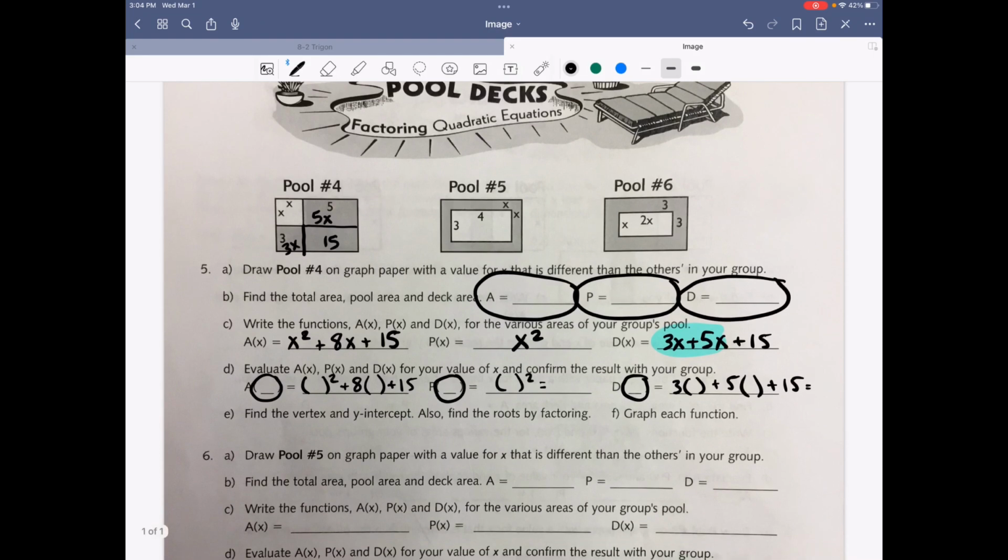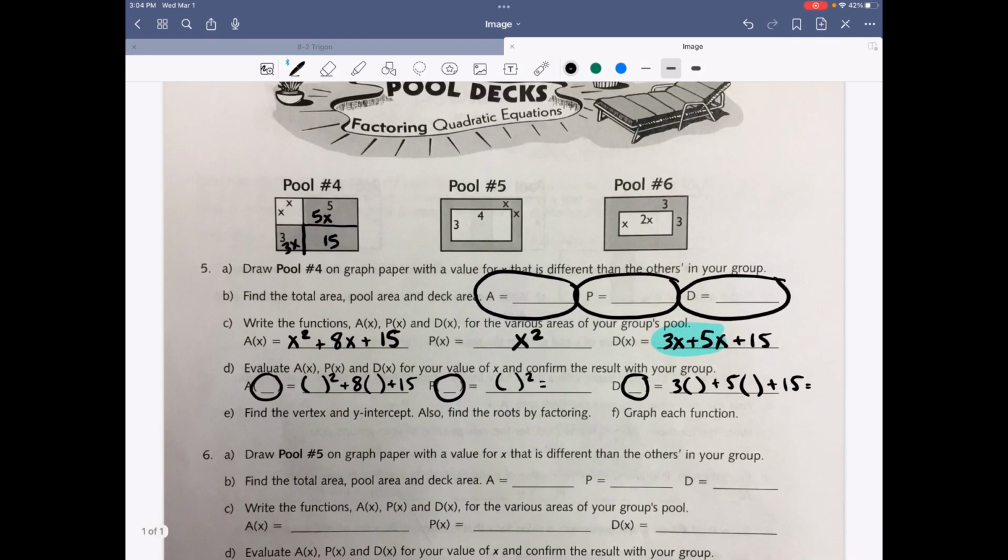For part E and F, we are going to come back to that. Actually, what we're going to do is we're going to use Desmos, or the graphing calculator, to be able to graph it. Okay, and then that's going to show us how to find the vertex and the y-intercept.